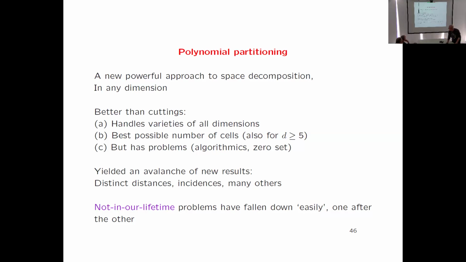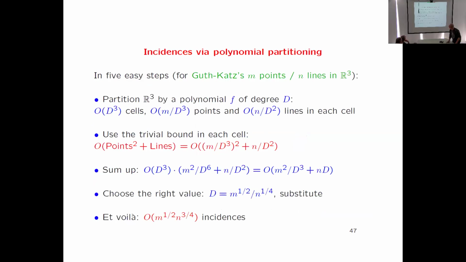So let me show you how you do it for the Guth–Katz Elekes problem. You have m points and n lines in 3 dimensions. Take a polynomial of degree D, cut space by the zero set into D cubed cells, as I said, and each of them will contain m over D cubed points by Guth–Katz, and be crossed by at most n over D squared lines by Agarwal.